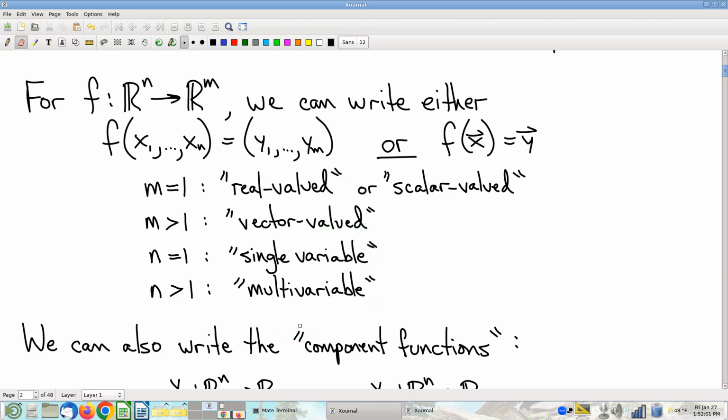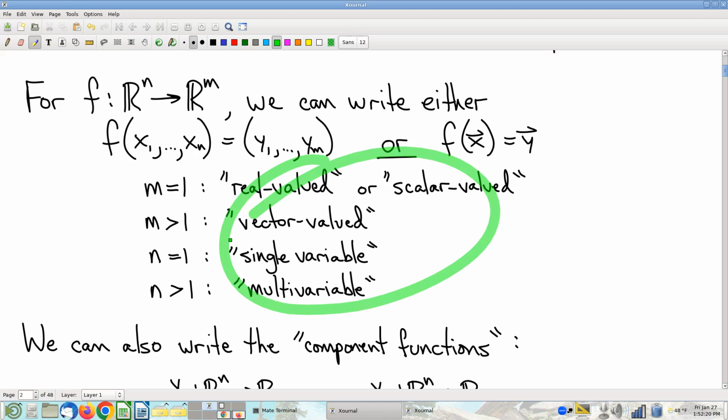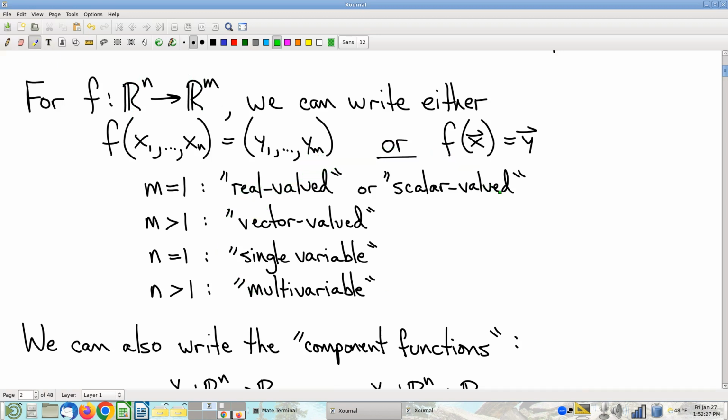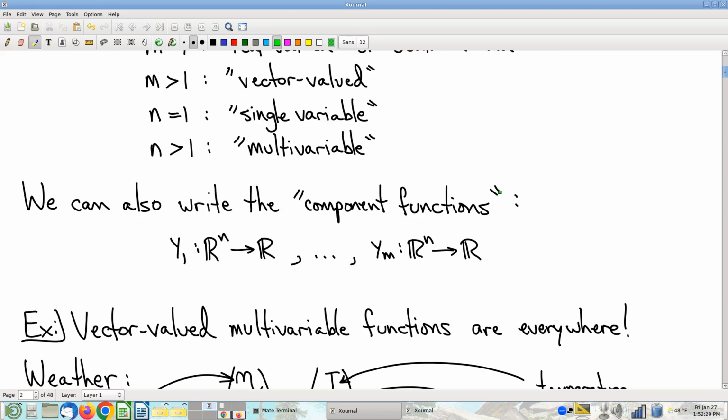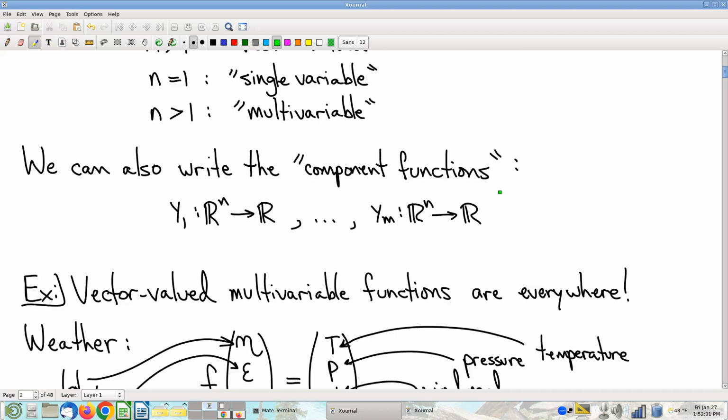So y'all are going to hear me multiple times throughout the rest of this term talking about a vector-valued multivariable function, or a real-valued multivariable function, or a vector-valued single-variable function, this kind of thing. And that's just terminology to describe what the domain and the target are for the function. Okay, so make sure to read through those details. And again, details about component functions, y'all can read that.